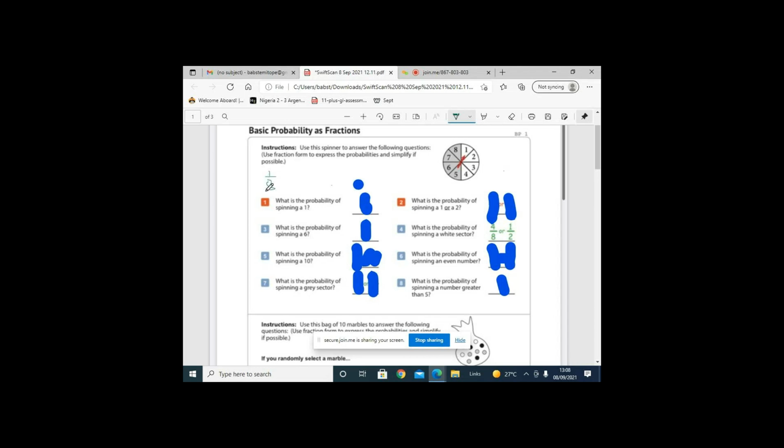You can be asked to express this 1 out of 8 as a decimal. What you have to do is divide 1 by 8. This can come out in a calculator paper or a non-calculator paper. If it's a calculator paper, you just press 1 divided by 8 and get your answer. But if it's non-calculator, this is how you do it.